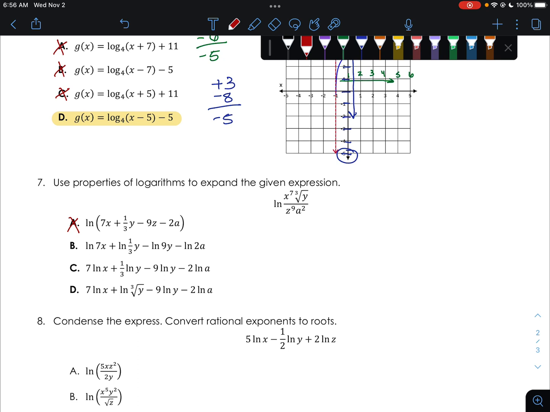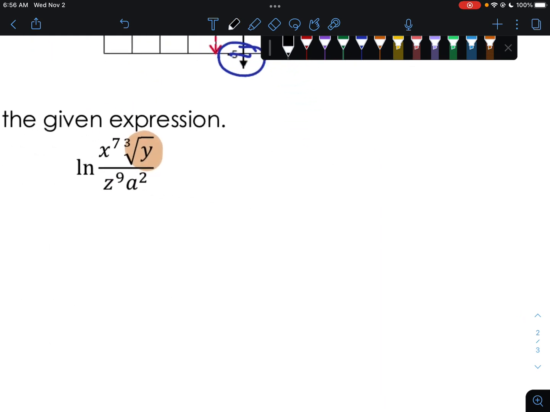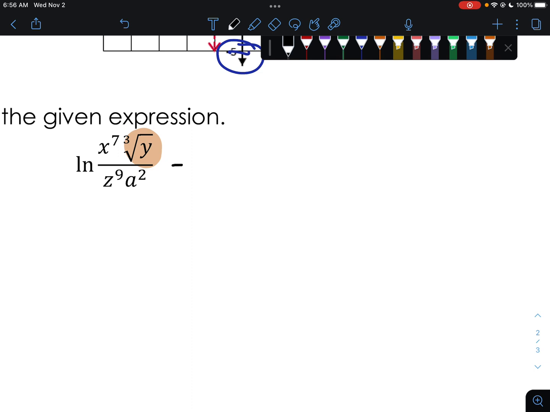So remember, things on top, well, before we even do that, we need to rewrite this using a rational exponent, meaning an exponent that is a fraction. So what that looks like is the natural log of x to the 7th because this is a cube root and this has a 1, it would be y to the 1/3 power.